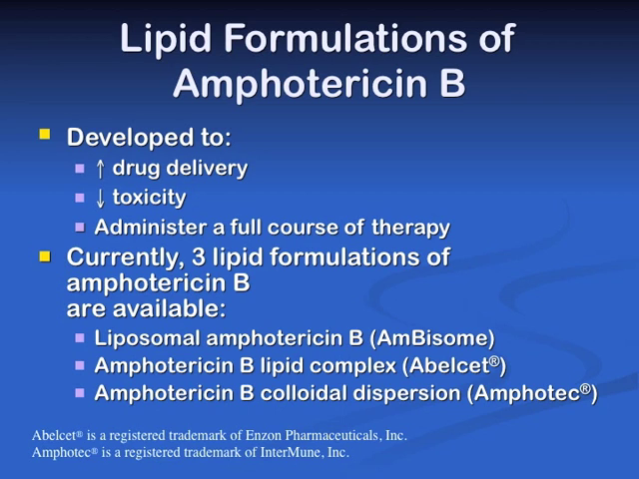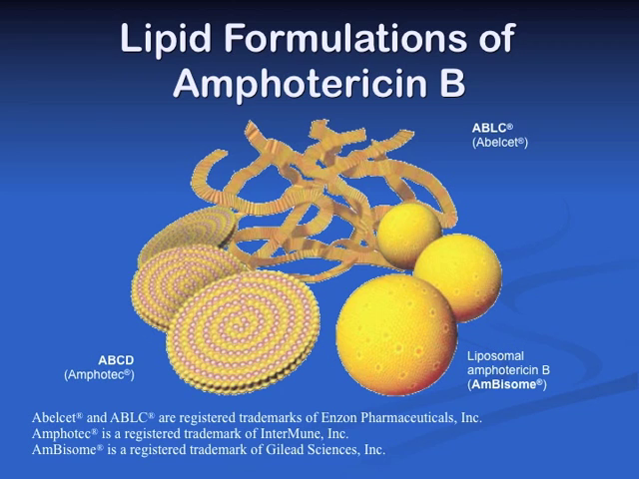And currently we have 3 lipid formulations of Amphotericin B: liposomal, which is Ambisome; Amphotericin B lipid complex, which is Abelcet; and Amphotericin B colloidal dispersion, which is Amphotec. So this is a pictorial representation of the structures. It greatly exaggerates the size of Ambisome, which is a true liposome, whereas Abelcet is the largest, has this long ribbon-like superstructure, and Amphotericin B colloidal dispersion has more of a disc-like superstructure.